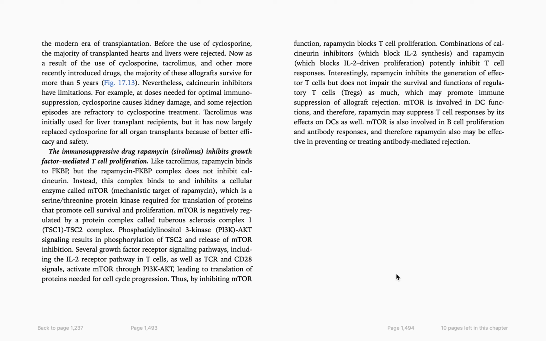Interestingly, rapamycin inhibits the generation of effector T cells but does not impair the survival and function of regulatory T cells, which may promote immune suppression of allograft rejection. mTOR is involved in dendritic cell function, and therefore rapamycin may suppress T cell responses by its effects on dendritic cells as well. mTOR is also involved in B cell proliferation and antibody responses, and therefore rapamycin also may be effective in preventing or treating antibody-mediated rejection.